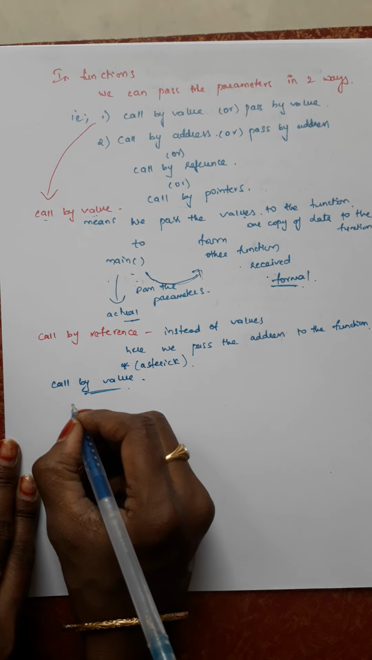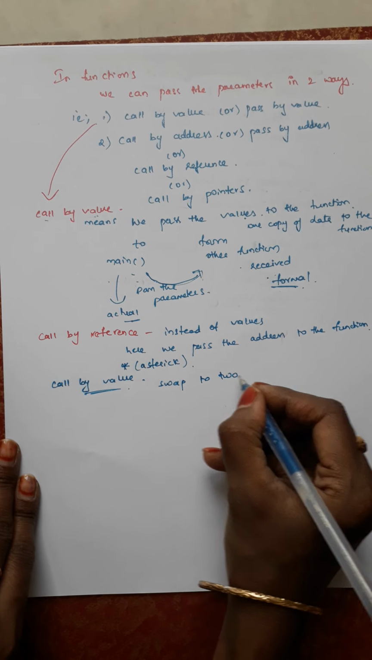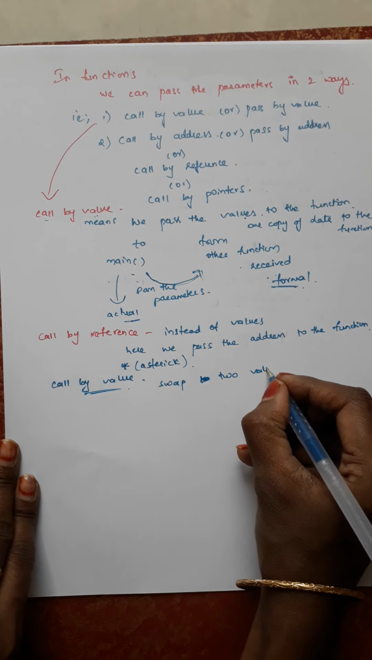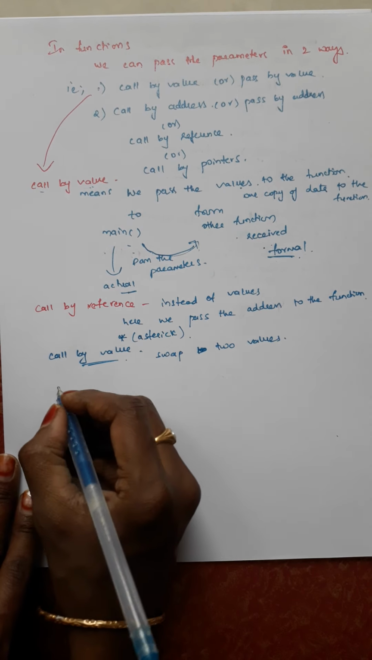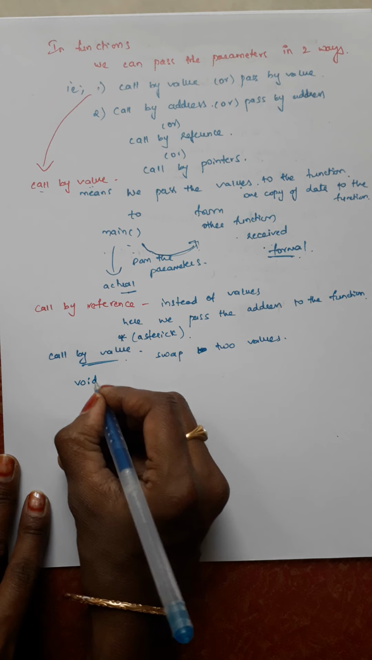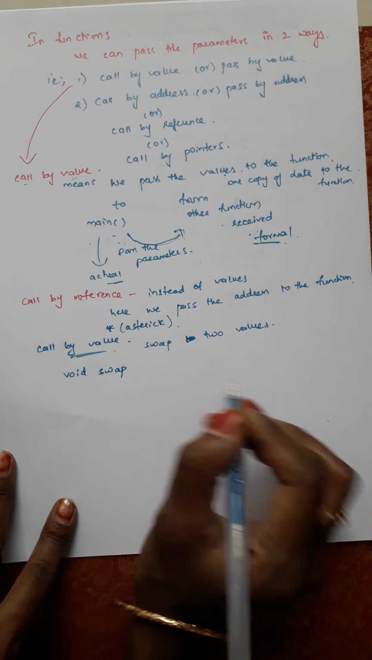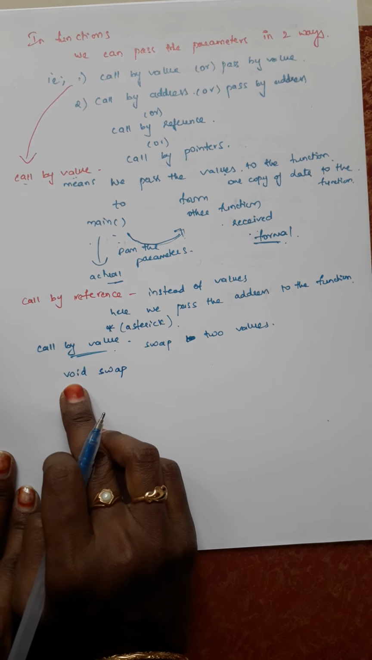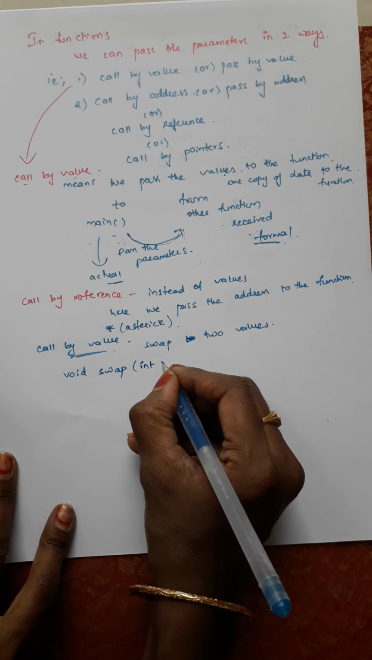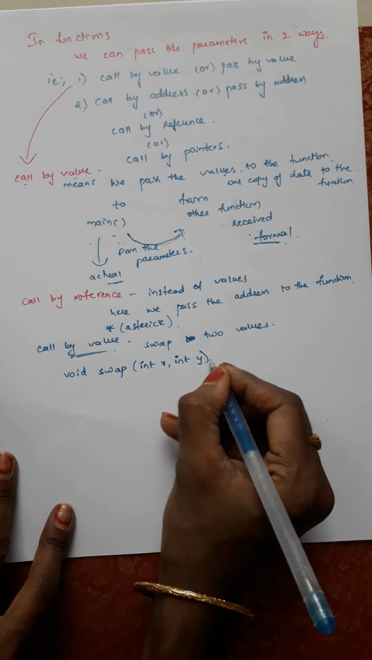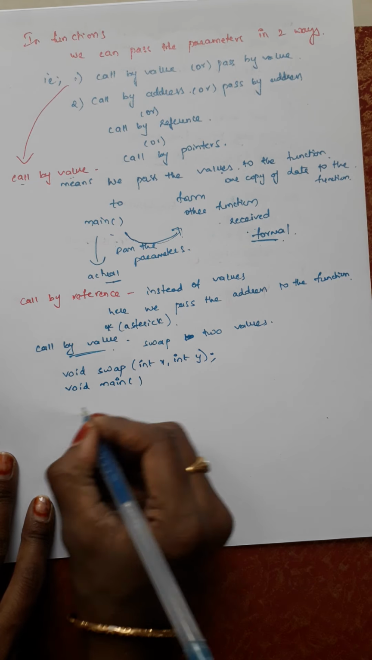Now let us swap two values using a function. Let us write the swap program using function. For that we are not returning any value, just passing the parameters. That's why not returning, so void. What is the name of the function? Swap. Here we are passing two parameters, int x and int y. This is the declaration. And next void main.